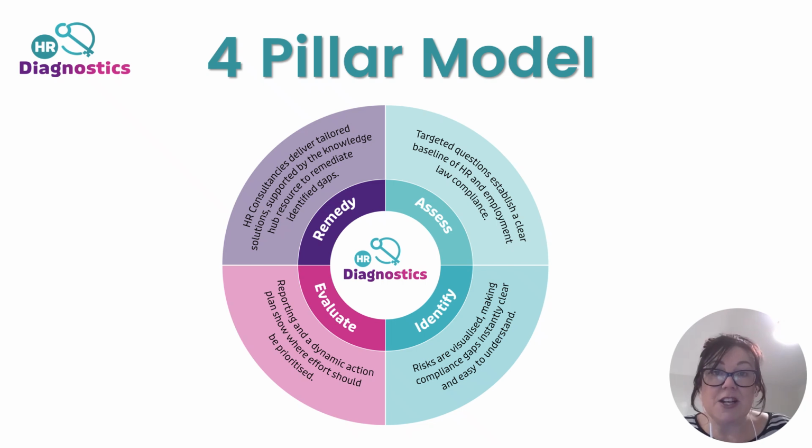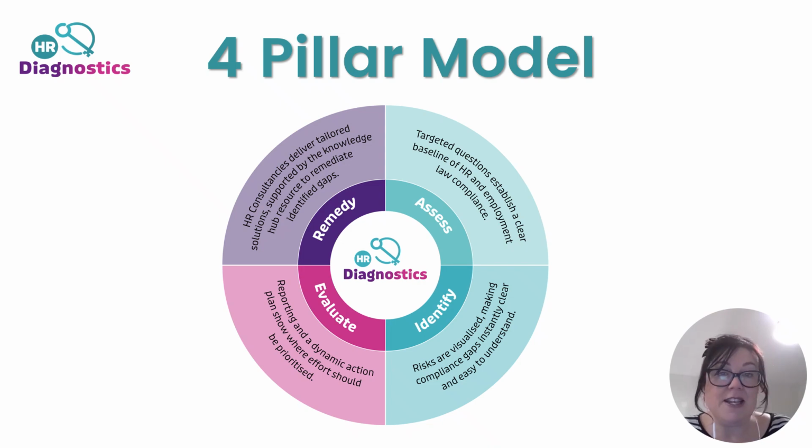So HR Diagnostics is built around a very simple but powerful four-pillar model. It's broken down into assess, identify, evaluate and remedy. So first we look at assess. This is all about capturing what's actually happening in practice, not just what's written in the policies. Then we look to identify, which is using a clear traffic light risk indicator to show where exposure sits across each of the HR areas.